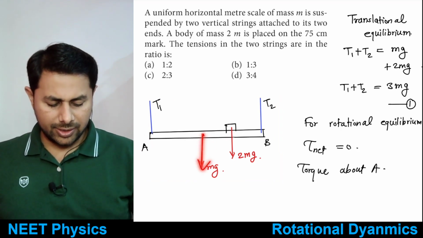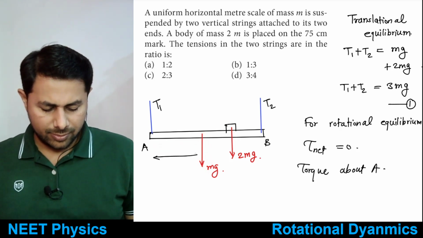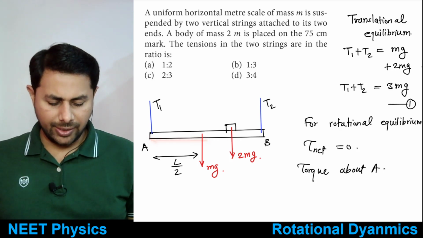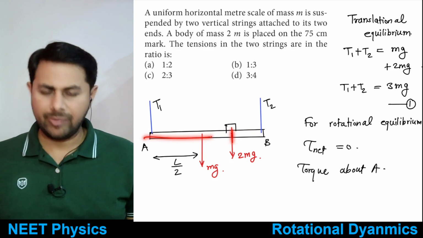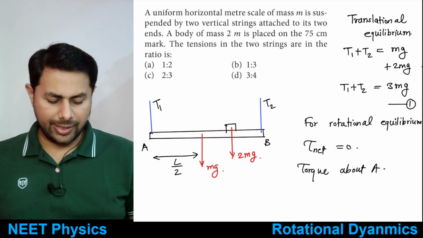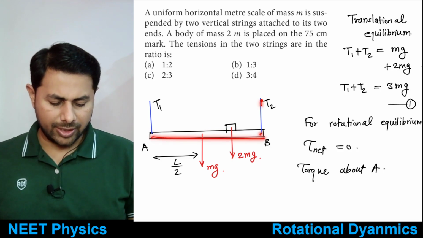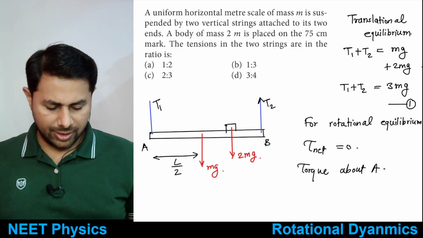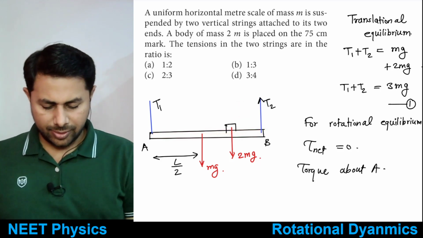Okay, then this m1g is at distance of L by 2, right? How much is this distance? L by 2, this is 50 centimeters. Okay, this is meter scale, right? So this is 50 centimeters and this is at 75 centimeters, means this is at 3L by 4, right? The second weight is at 3L by 4, and this one T2, it is acting in the opposite direction, it is acting upwards, it is at distance of L, right?